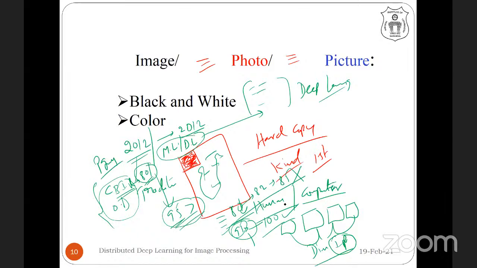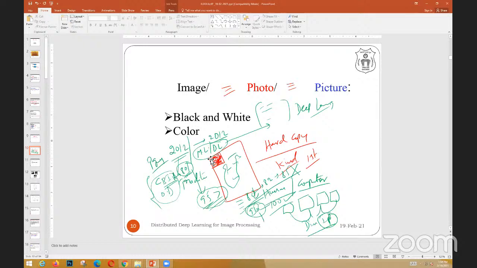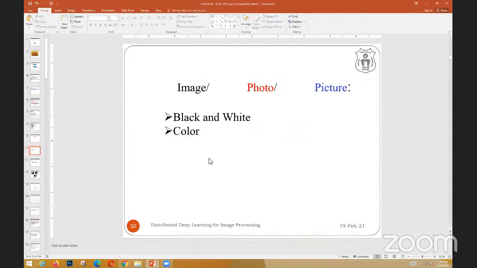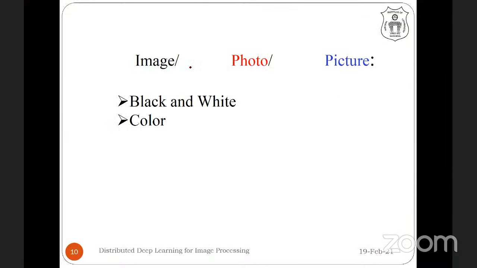Okay, now we'll see. As I'm talking about image, photo, and picture, they are synonyms. And we just saw how we would convert this red color into green color. For that we need a digital photo. These are known as traditional photos, that is, normal photos.